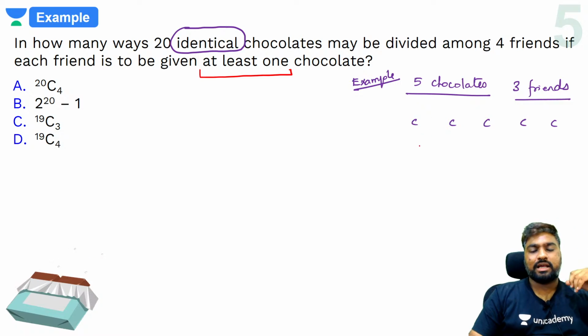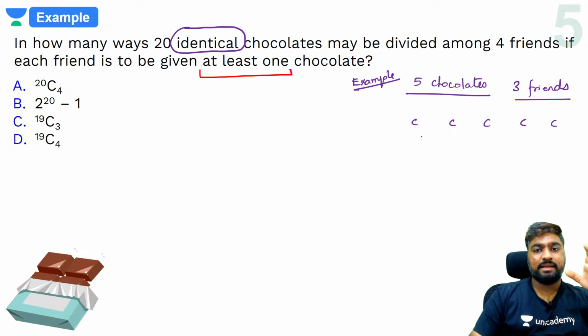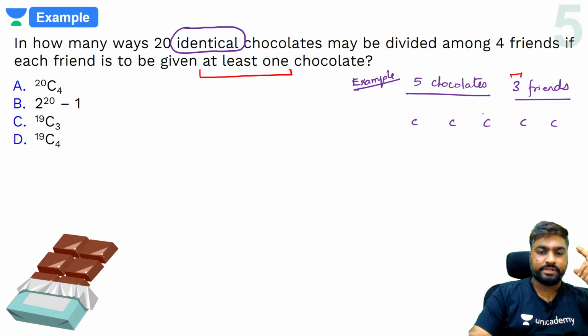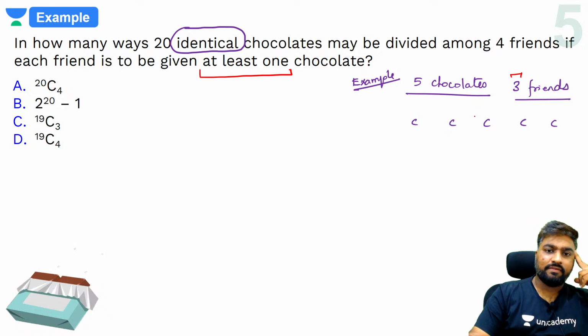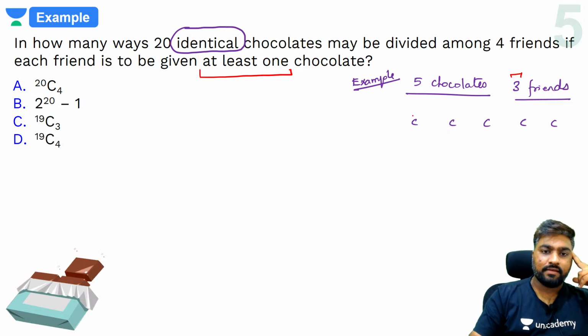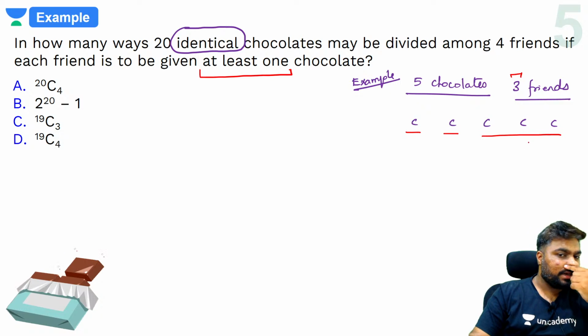So look at this. What are we basically planning on doing? We are basically planning on dividing it into 3 groups. Yes, we are dividing this into 3 groups. I can say this is one group, this is one group, this is one group. Do you agree with that?